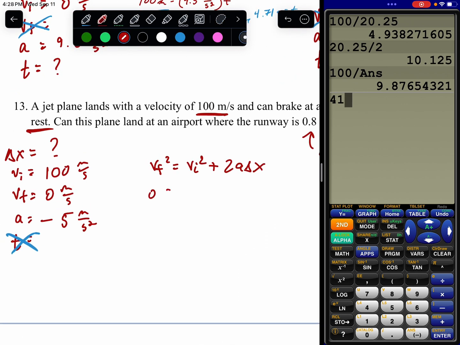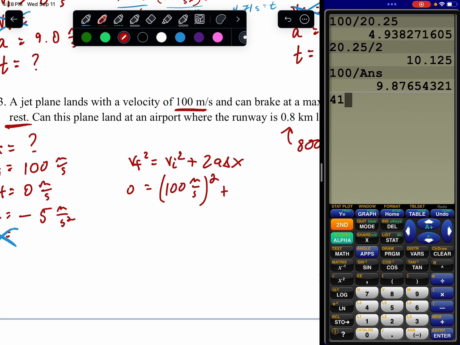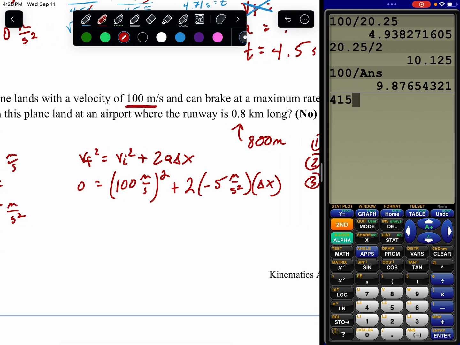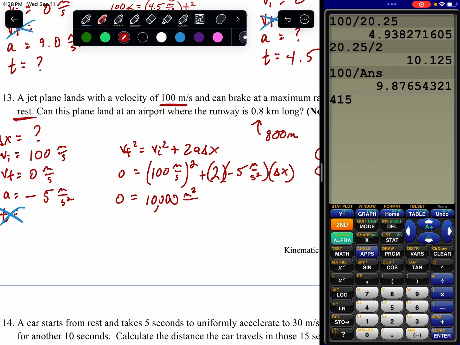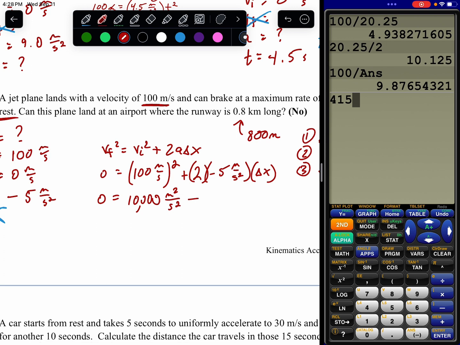V final is 0. That's going to be equal to 100 meters per second, all that squared. And to that, we're going to add 2 times negative 5 meters per second squared times delta x. I'm going to go ahead and put these all in parentheses just so we remember that they're all multiplied together. All right, let's go ahead and replace some things. We've got 100 times 100. It's going to be 10,000 meters squared per second squared. And I'm going to do a minus there because we have the negative 5 times 2. So minus 10 meters per second squared times delta x.